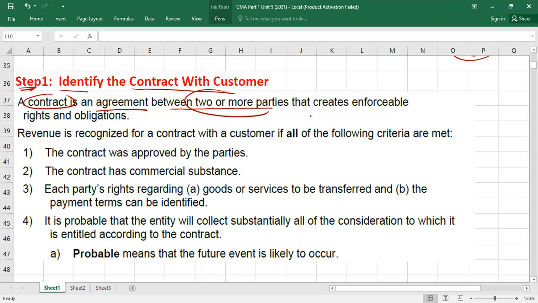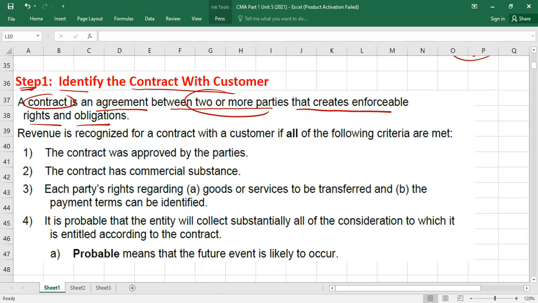Understood? And contract always creates what? Enforceable rights and obligations. What does it mean by enforceable rights and obligations? Actually, this word is derived from the law. Enforceable rights and obligations mean to say, let's assume you and I have a contract. You are the seller, I'm the buyer. You are going to sell 100 chairs to me. We agreed and we agreed the price. Now let's assume we signed this contract.